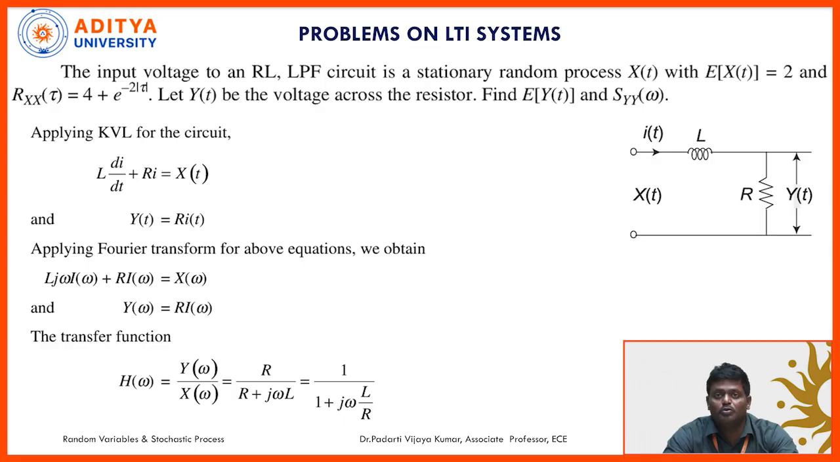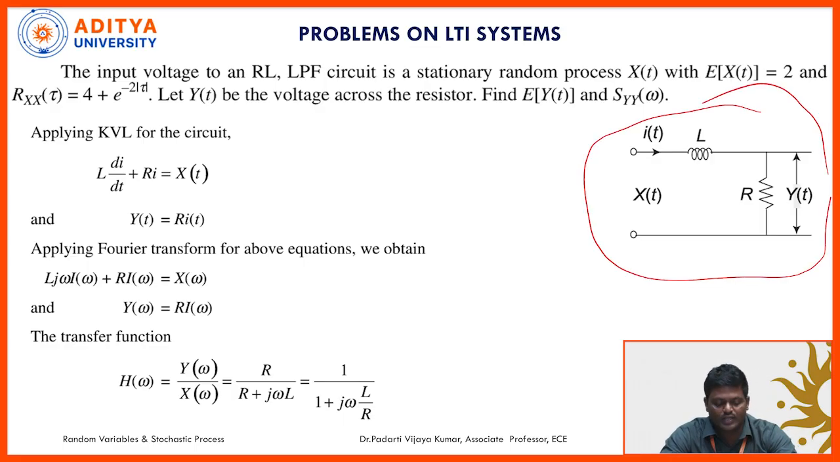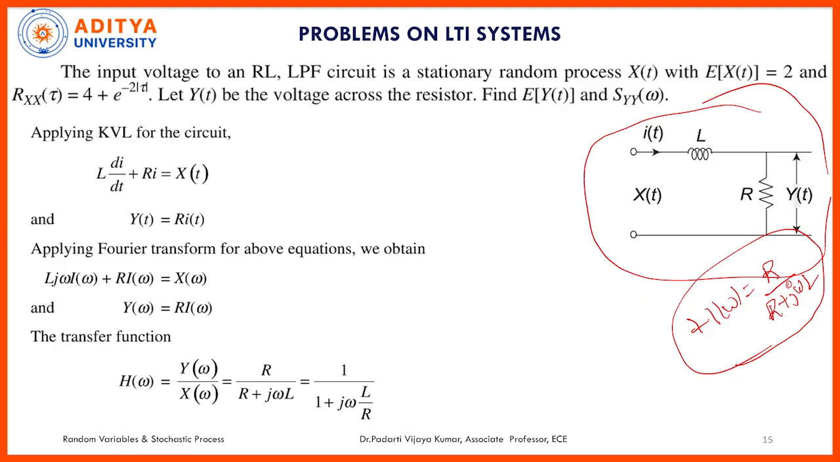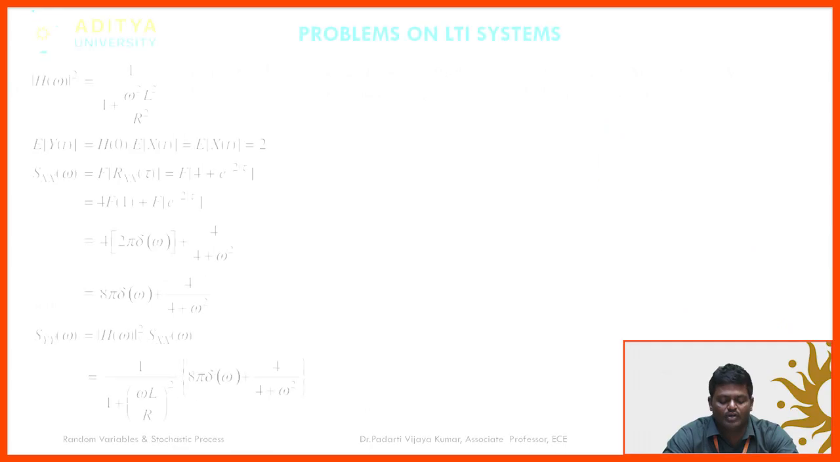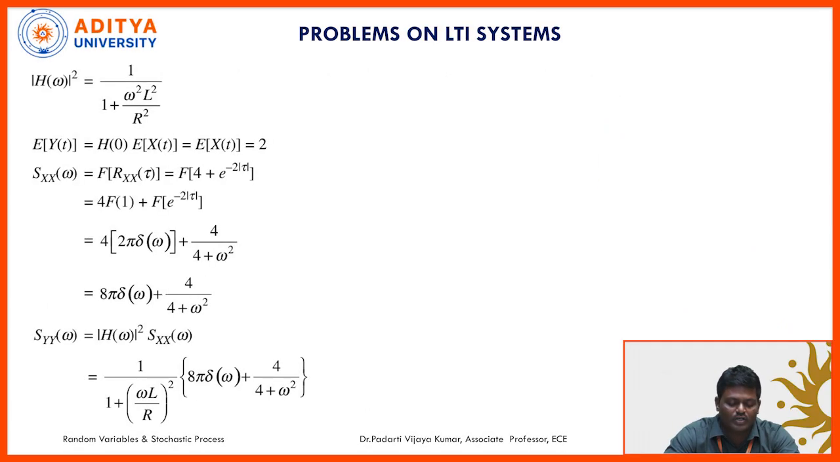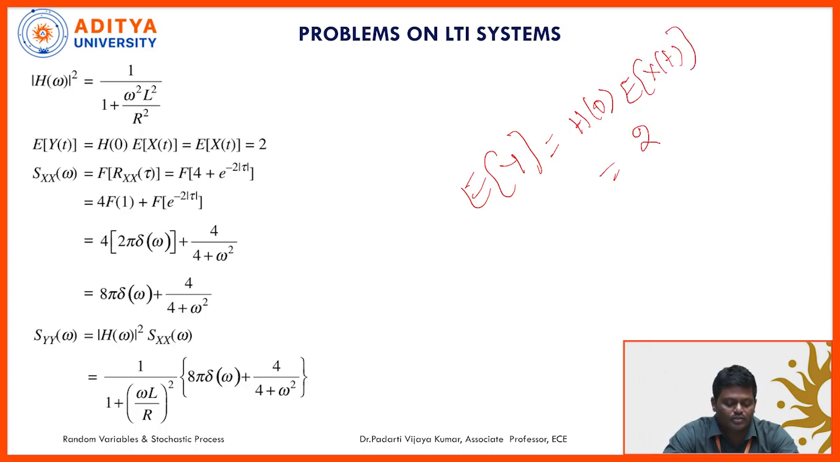And then this is one more problem which is related to the RL network. The input x of t is given, y of t is given, and the H of omega for this function is R by R plus j omega L. We know this formula, this is the transfer function. Now, the expectation of x of t is given, and the autocorrelation function is given. Now, you are asked to compute the expectation of y of t and the power spectral density of y of omega. First, we will compute the expectation of y of t. Expectation of y is H of 0 into expectation of x of t. We have got this relation in the previous problems. So, applying that we will get 2.